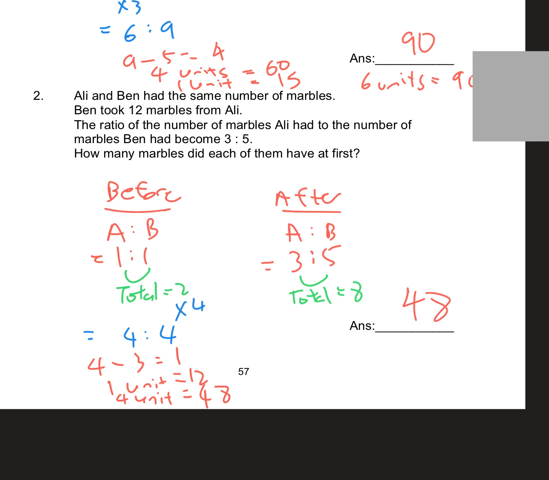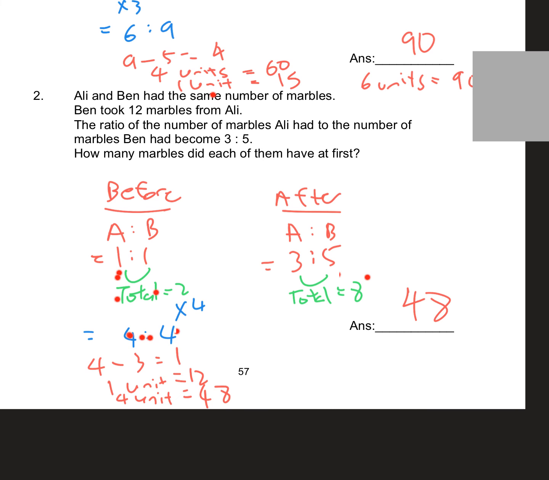Okay, so I have the answer for question 2, 48. Before that, A to B, he mentioned the same. Same means 1 to 1. Then after that, it becomes 3 to 5. But you realize that Ben took 12 marbles from Ali, and the total is still the same for Ali and Ben. So the total here is 2 units, the total here is 8. To make it the same, I just multiply by 4. So the correct ratio for before is 4 to 4.